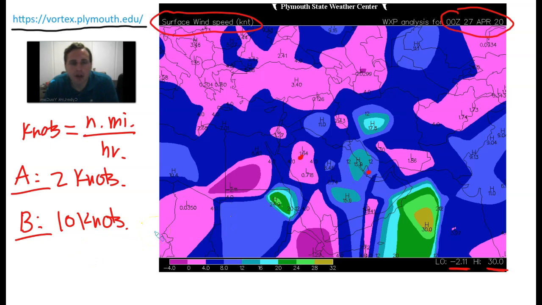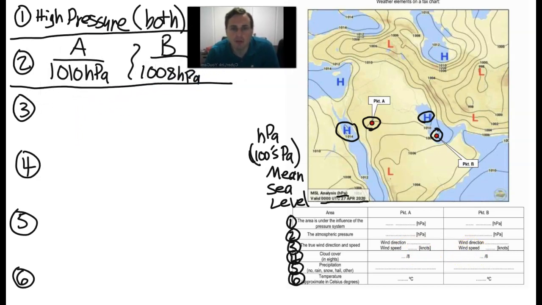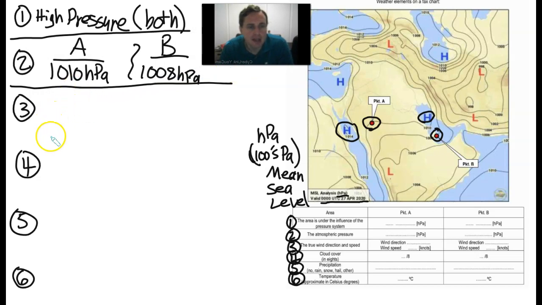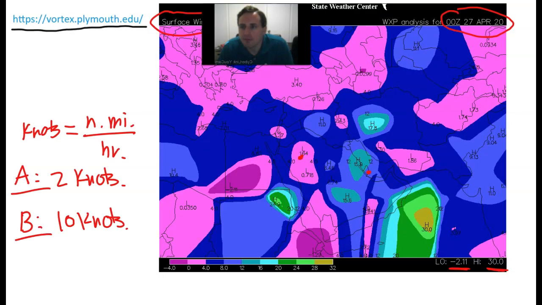Okay, so let's see what units we are expected to answer in. The wind speed is measured in knots, so that's good. We can write that down. So we can say about 2 knots for A, and then about 10 knots for B. All right, let's get the wind direction.